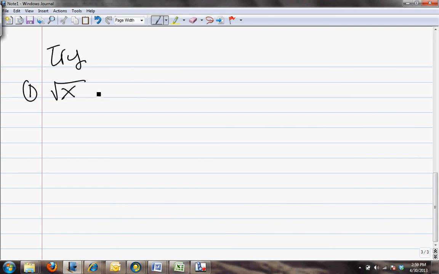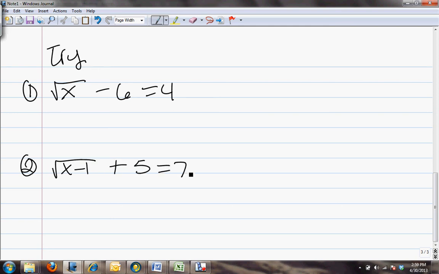Number 1, radical x minus 6 equals 4. When you finish that, I want you to try square root x plus 2 equals x minus, no, don't do that. We'll do that one together. Do square root of x minus 1 plus 5 equals 7. So pause it, try it, come back when you're done.